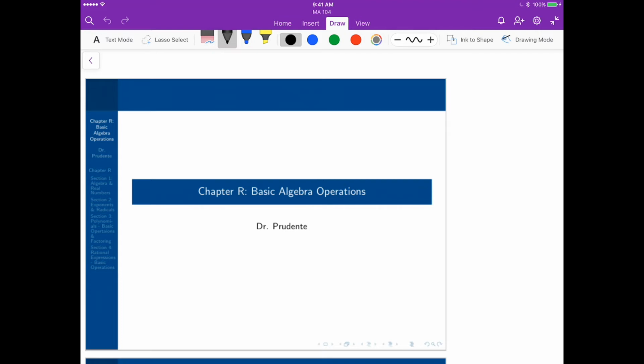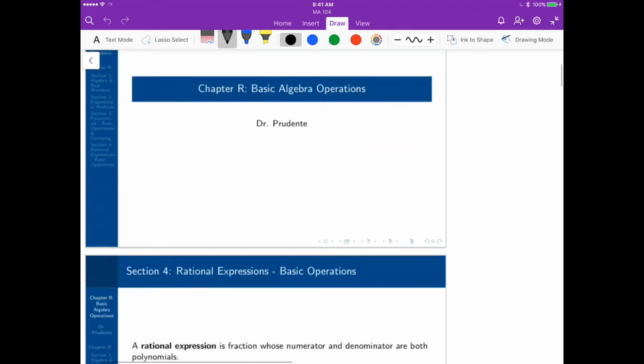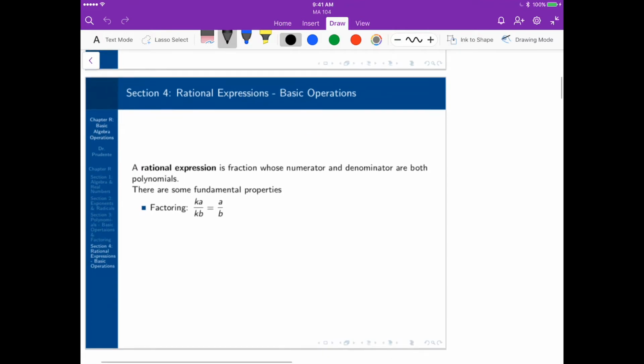Hello. Today we'll be talking about simplifying rational expressions and their basic operations. So, a rational expression is any fraction whose numerator and denominator are both polynomials. And some of the fundamental properties I want to talk about are factoring, right?